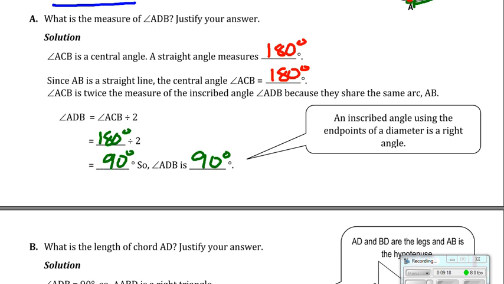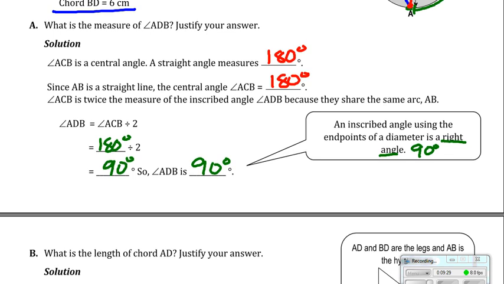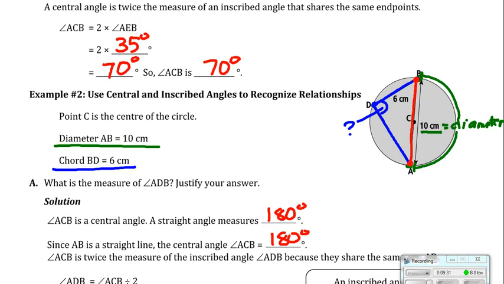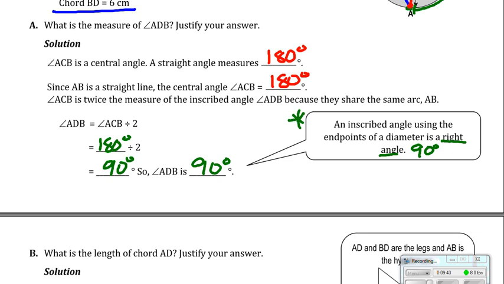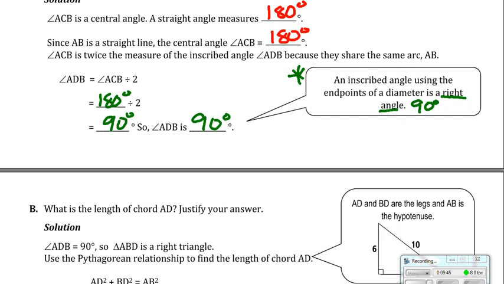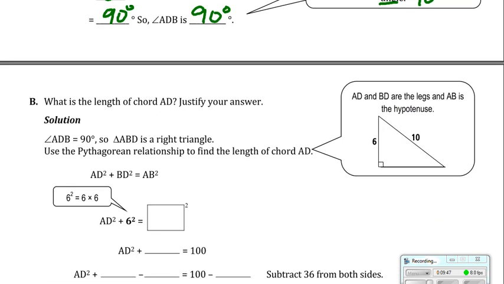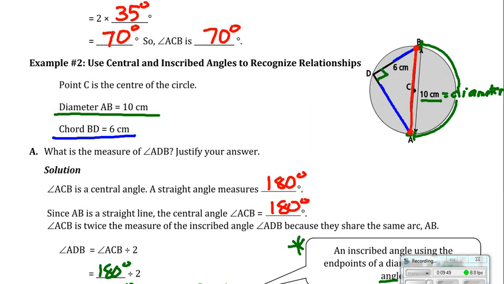And this is actually kind of a special property. An inscribed angle that uses the endpoints of the diameter is always a right angle. It's always 90 degrees. So if we go back up to how we drew that circle, we can draw this angle as a square because we know that it's a 90-degree angle. It's a right angle. And this is a special property, so you might want to make a little star beside that one.